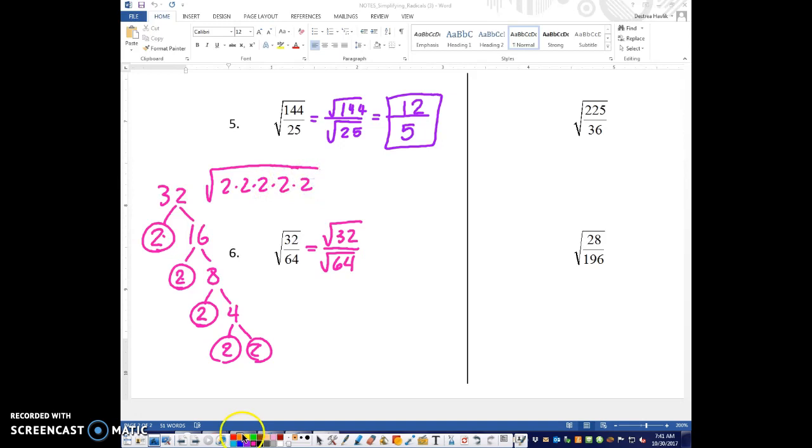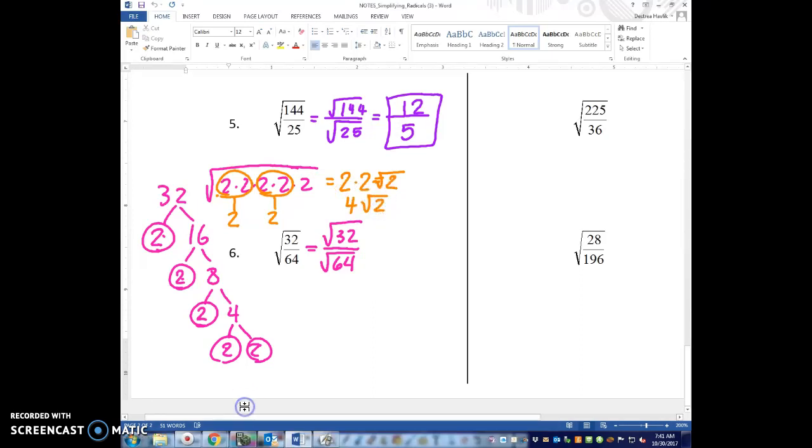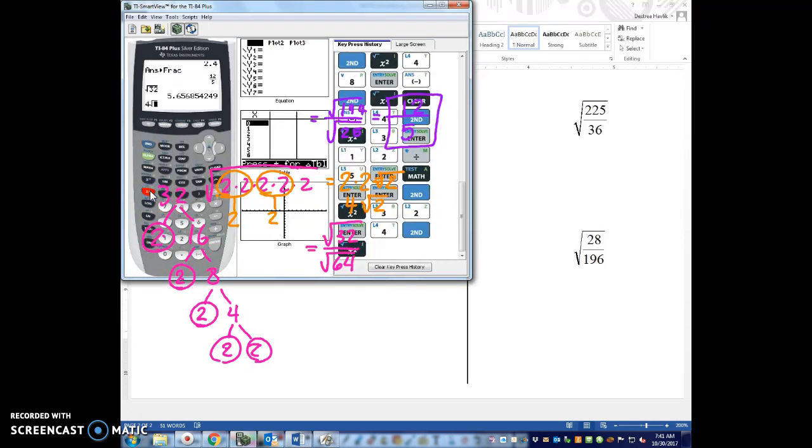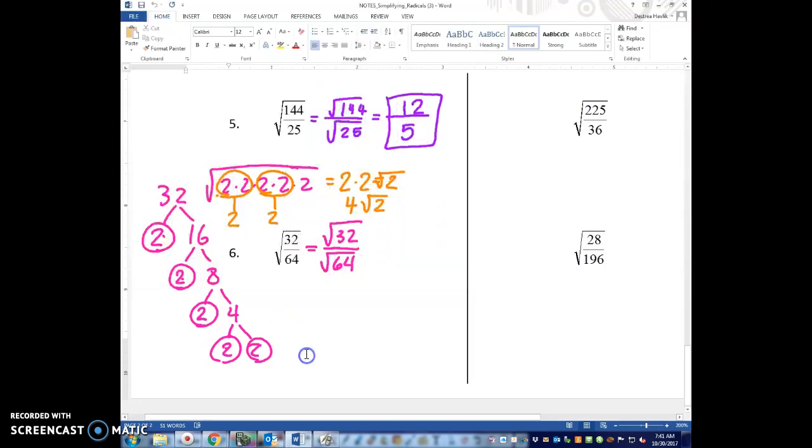Okay, what's our next step here? Circle the pairs. So on the outside now, we have 2 times 2, and what's left on the inside? 1 2. So what's 2 times 2? 4, square root of 2. So let's double check it and be sure we simplified it correctly. 4 square root of 2. Same thing, so we're good.